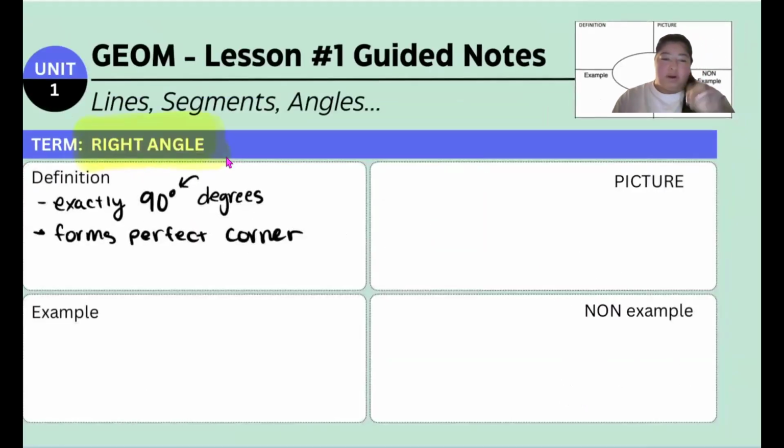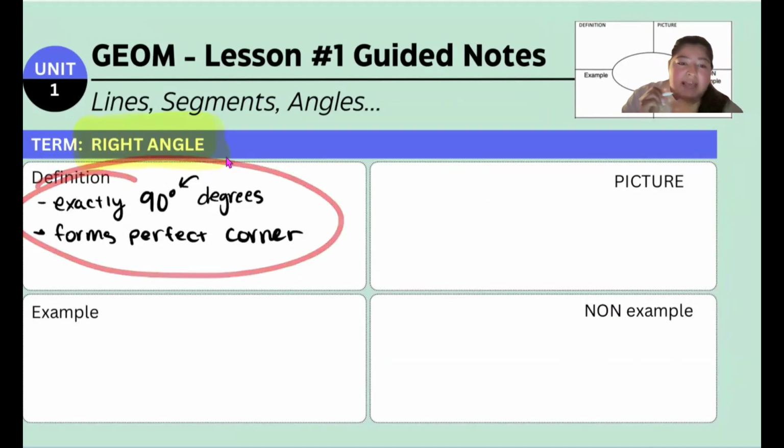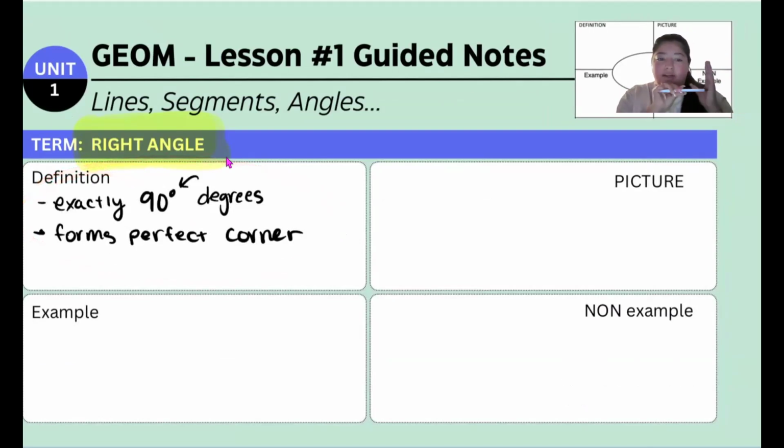Now we have 3 more, I believe. Now these are going into specific types of angles. Let's say we have a right angle. A right angle is exactly 90 degrees and it forms a perfect corner. Okay. So let's say you have a sheet of paper. Maybe this on my laptop. This forms a perfect corner here, right? Perfect corner. This is a 90-degree corner.